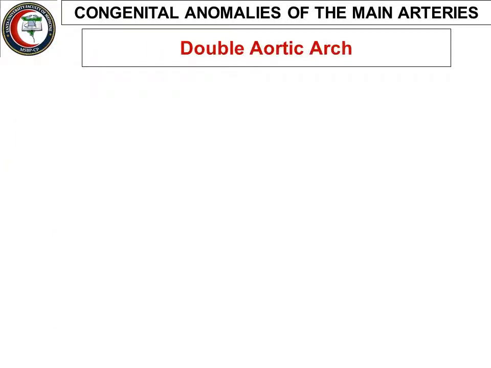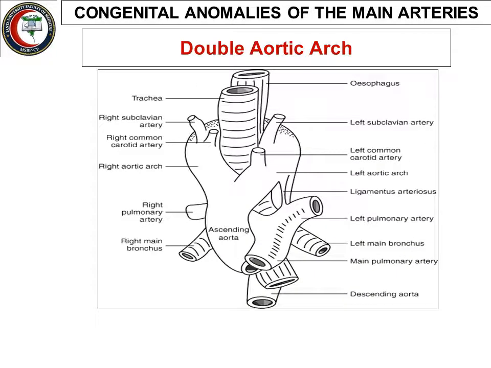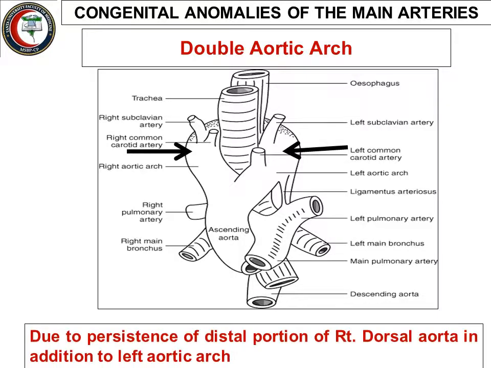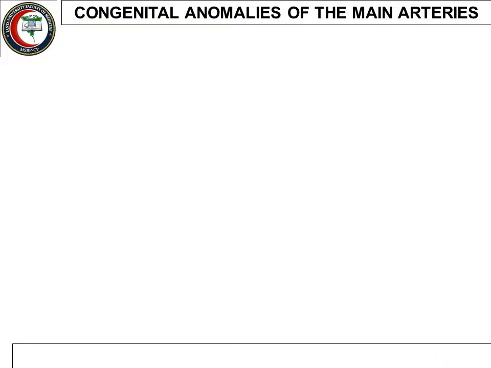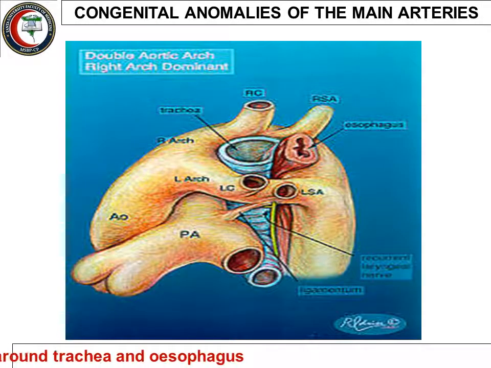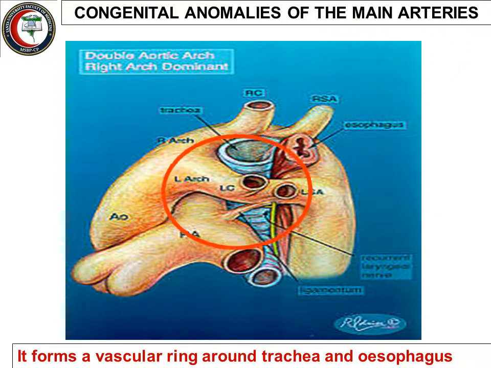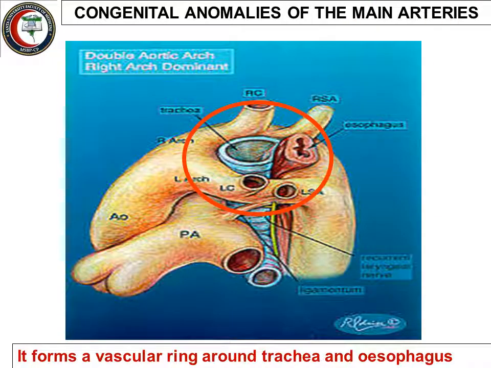Double aortic arch. Here we have right and left aortic arches. What's the cause? Persistence of the distal portion of the right dorsal aorta in addition to the left aortic arch. Both persist, right and left. This leads to a vascular ring. This vascular ring can surround the trachea and esophagus and make compression over them.